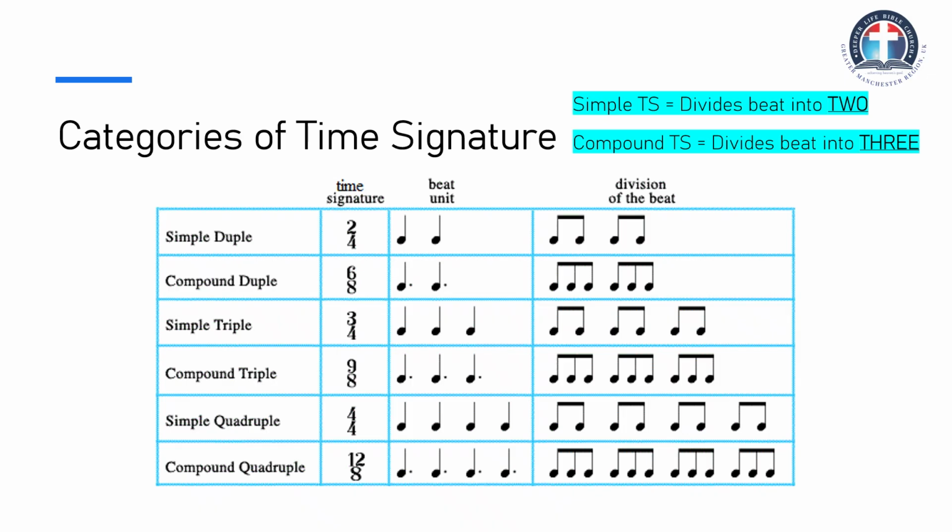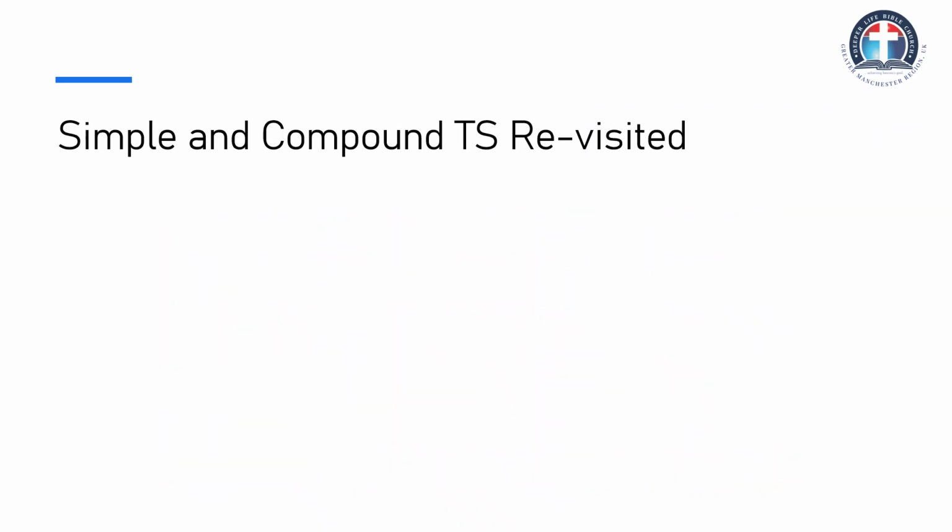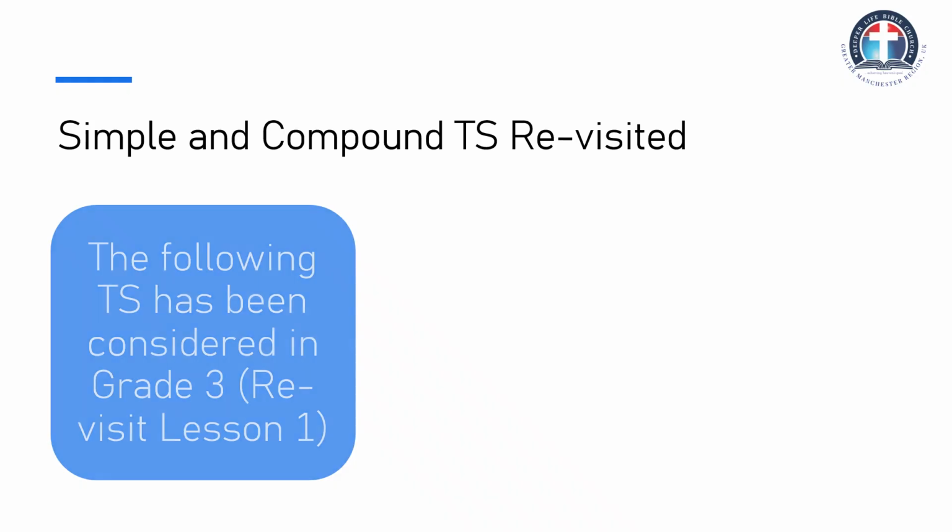Don't forget that. In simple time signature, the standard bit can divide itself into two smaller units. For compound time signature, the standard bit, which is a dotted bit, can divide itself into three smaller units. All I've said is just a matter of revisiting the simple and compound time signatures. These have all been treated in grade 3.